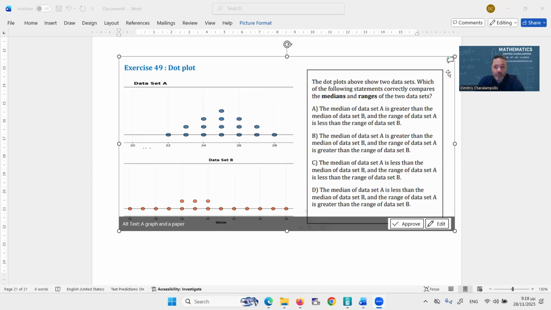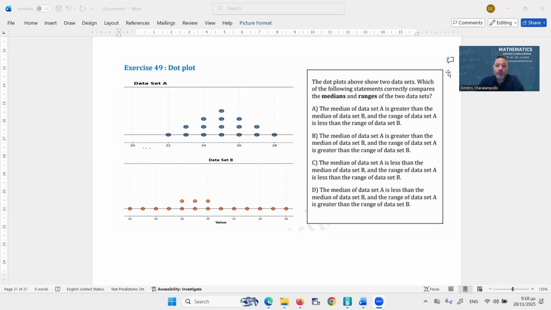Exercise 49. The dot plots show two data sets. Which of the following statements correctly compares the medians and ranges of the two data sets?